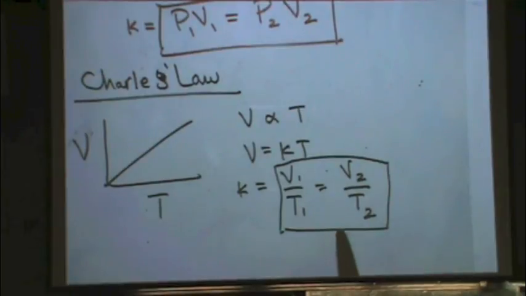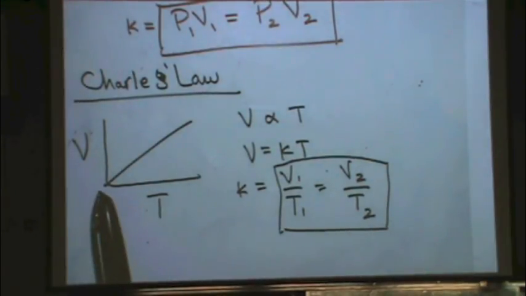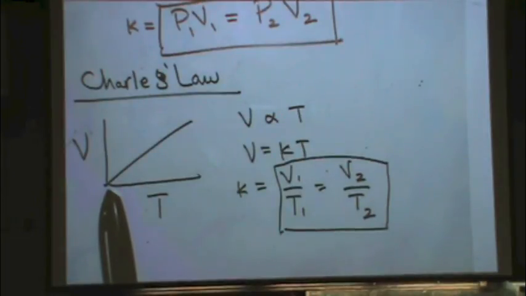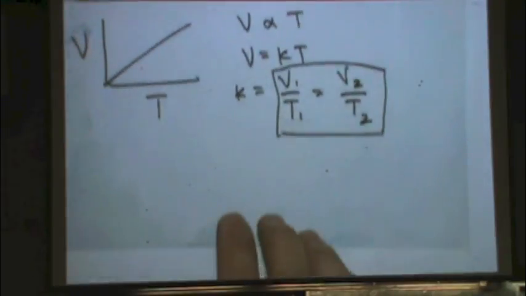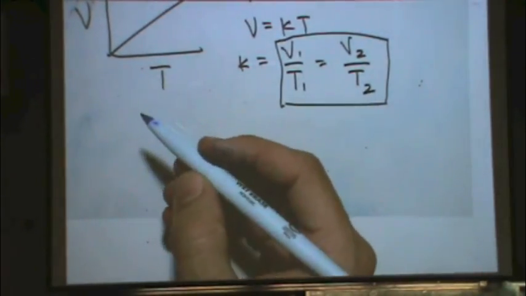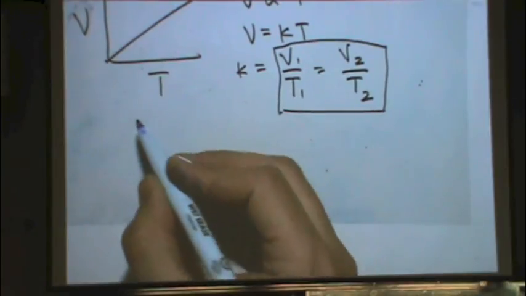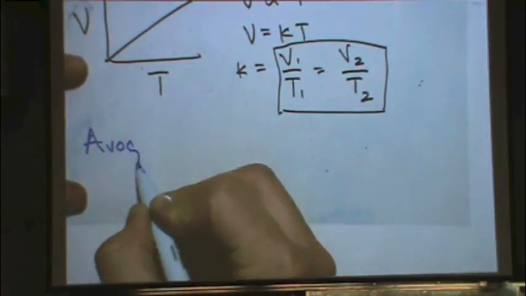Now, note that temperature has to be in Kelvin here in order to cause this to go through the origin and avoid an x or y intercept. Okay, so temperature is in Kelvin. Okay, next. Let's do Avogadro's law next.